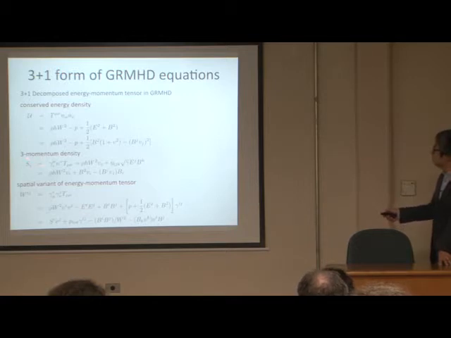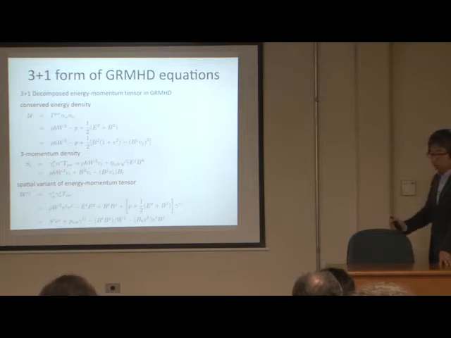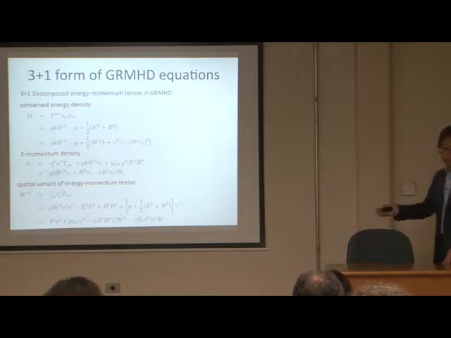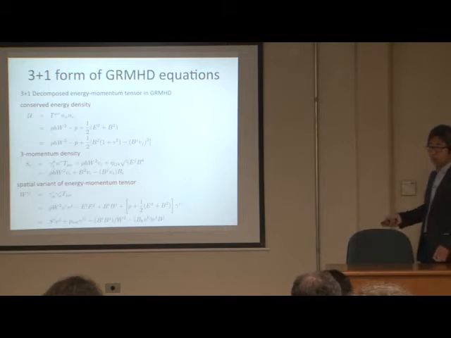Then the 3 momentum density also adds the contribution of the E cross B term, and this is also divided in this way. Then the energy momentum tensor part, the spatial part, also includes the E and B term, and then this is also rewritten like this. Here we set up the total pressure, including the gas pressure plus the magnetic pressure contribution, both included here.